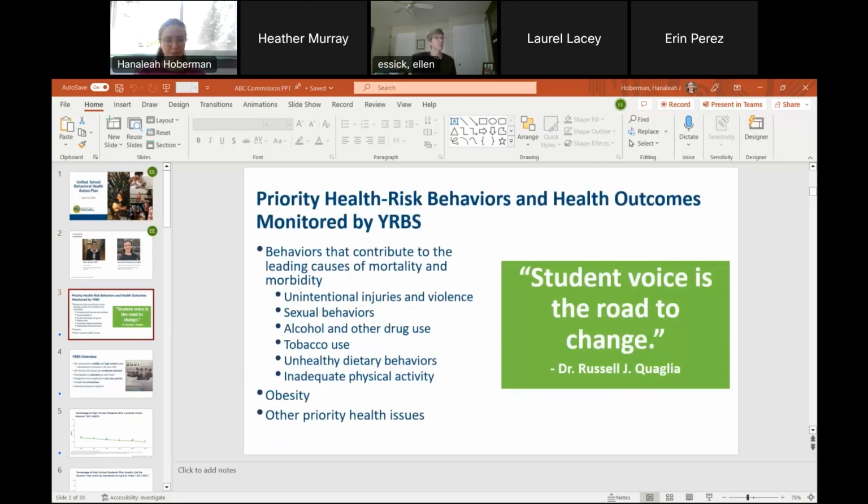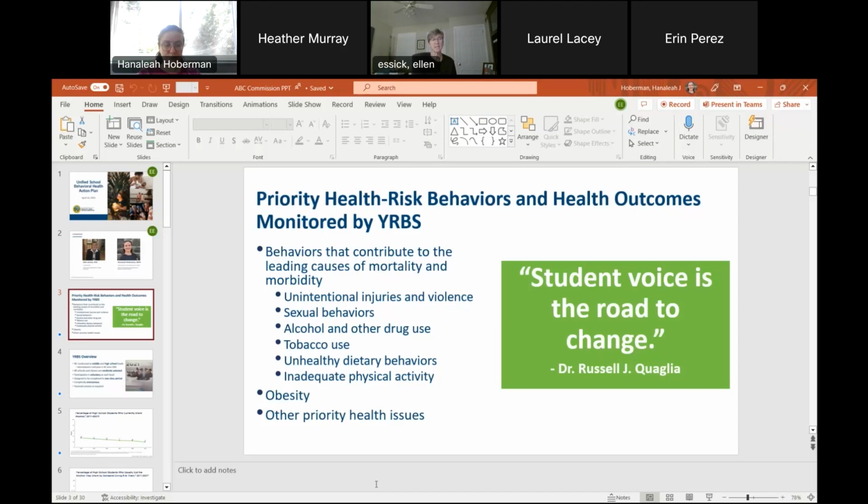Sounds great. So I just want to start with some data and give you all some ideas of some of the data that we use to help direct some of our programming, and hopefully you can use it as well. We collect data from students via the Youth Risk Behavior Survey, and I hope some of you have heard about that before. The survey actually asks students in middle school and high school about certain behaviors that contribute to mortality and morbidity. And those include unintentional injuries and violence, sexual behaviors, alcohol and other drug use, and I'm going to share some of that information in just a second, tobacco use, unhealthy dietary behaviors, inadequate physical activity.